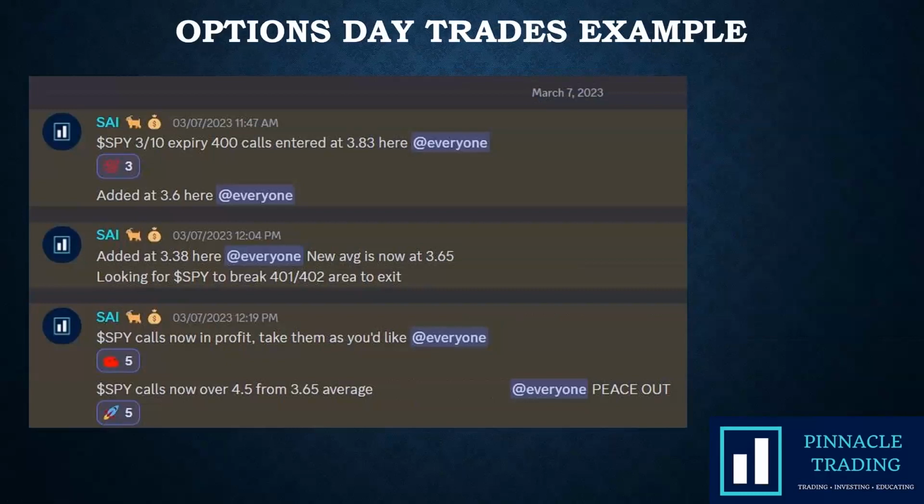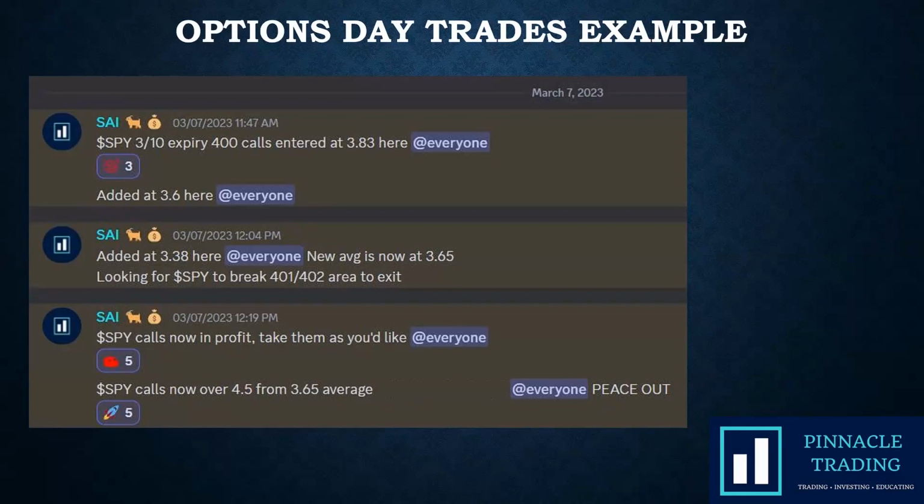And this is an options day trade example. So this was the SPY calls. I'll call out the expiration date, the strike, and what type of position. If it's a gamble play, if it's a swing trade or hold overnight, I'll call all of that out. So I entered at 3.83. I averaged down a little bit on the pullback because you can't always get a perfect entry, and it went down a little bit more.